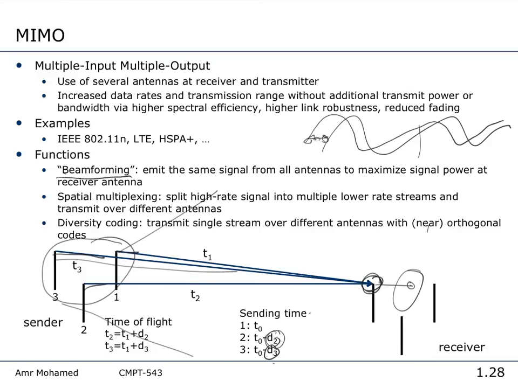Okay? So if you have M and M, you can have different combinations of all the techniques that we talked about. Whether beamforming, diversity combining, spatial multiplexing, diversity coding. So you have all the flexibility from the transmitter side and the receiver side. Okay? If you have one here and many here, then the signal strength will be split. Even if you have one here and many here, we can benefit from the multipath fading, right?